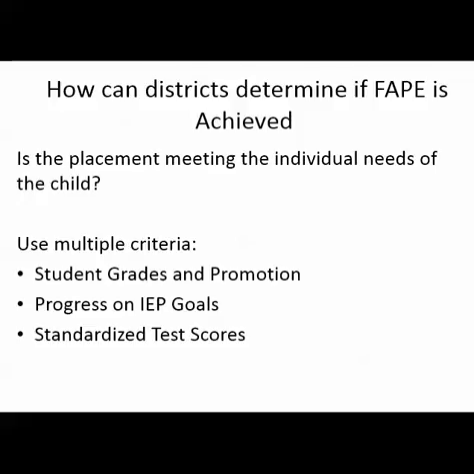Using standardized test scores can be problematic, though. The scores are nationally normed and may not accurately measure or assess the student's progress. Teacher-developed curriculum-based measures might provide a more accurate picture of the student's progress in the school's curriculum. So it's important that you use multiple criteria when you're trying to answer the question of whether the placement is meeting the individual needs of this child. Not one of these is the best thing, although progress on IEP goals is probably the best piece to use as a measurement.